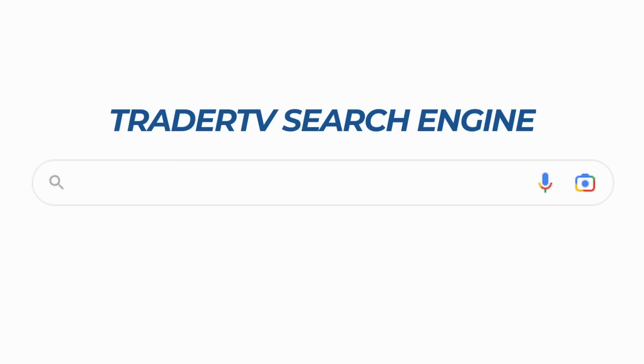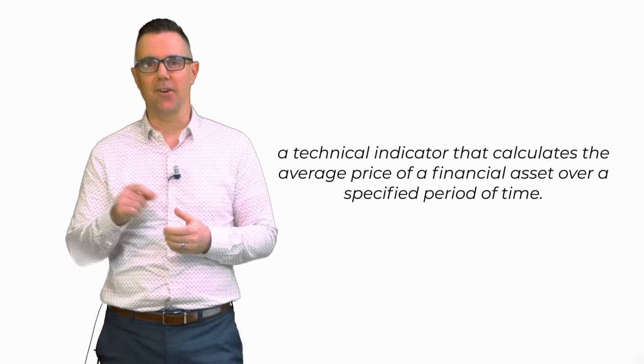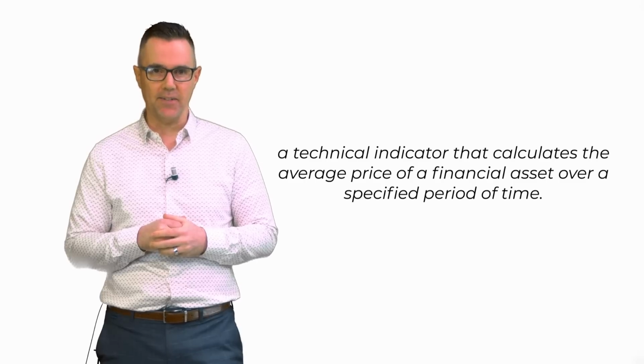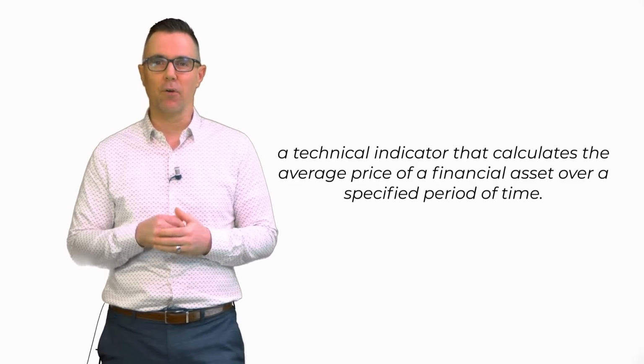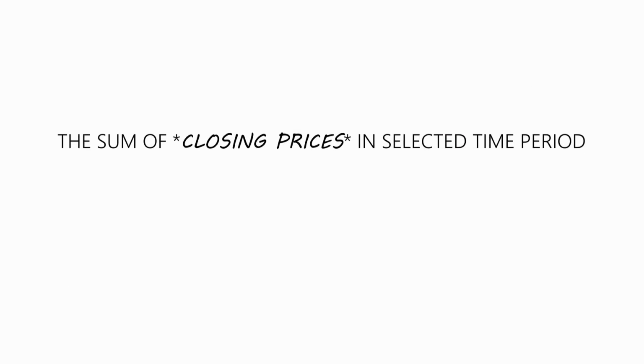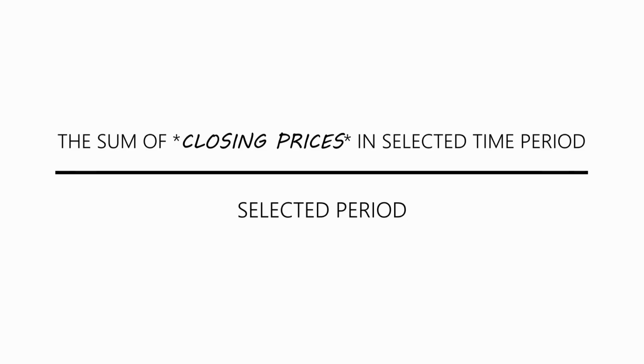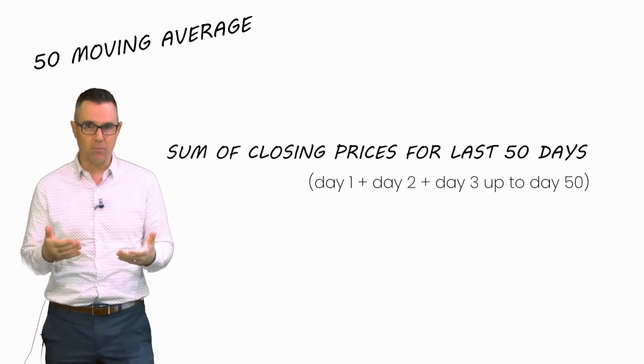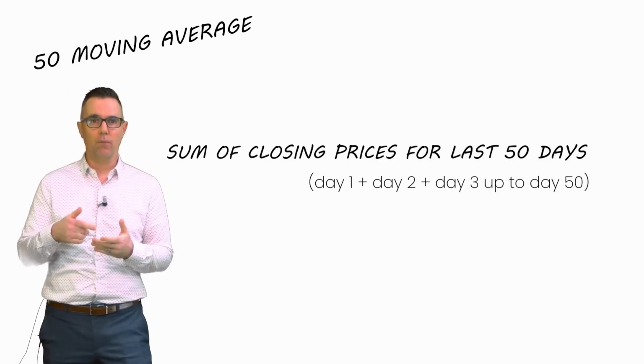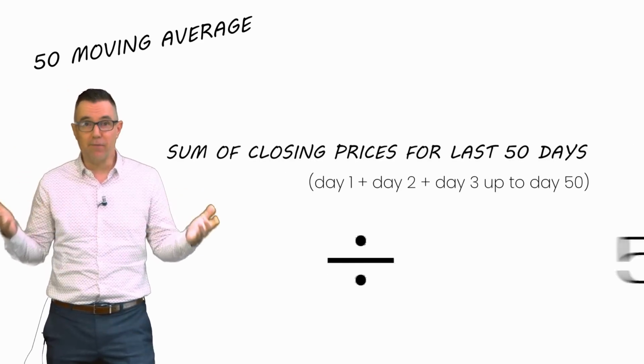So what is the simple moving average? The definition is a technical indicator that calculates the average price of a financial asset over a specified period of time. To calculate that, we simply add up the closing prices of an asset over the specified period and divide by the number of periods selected. For example, to calculate a 50-day SMA, you would add up all the closing prices of the asset over the past 50 days and divide by 50.